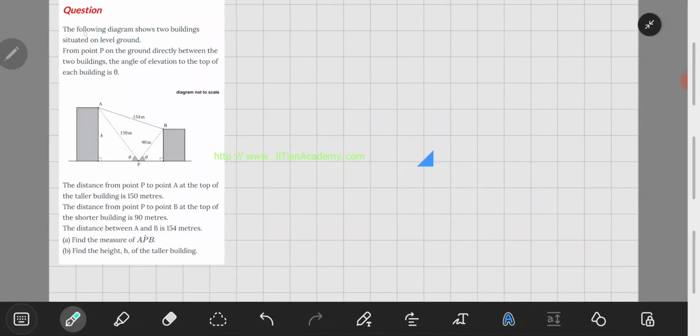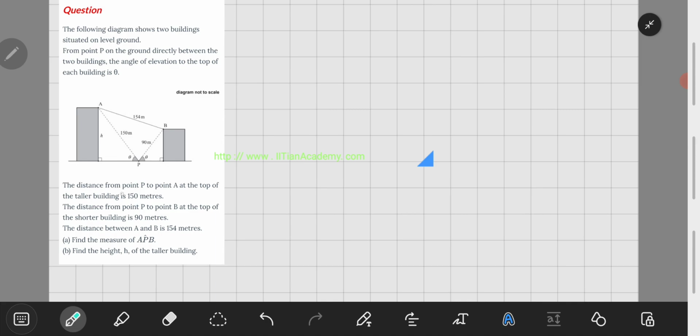For our question today, we have the following diagram which shows two buildings situated on level ground. Now from point P on the ground directly between the two buildings, we have the angle of elevation to the top of the buildings, which is given by theta.